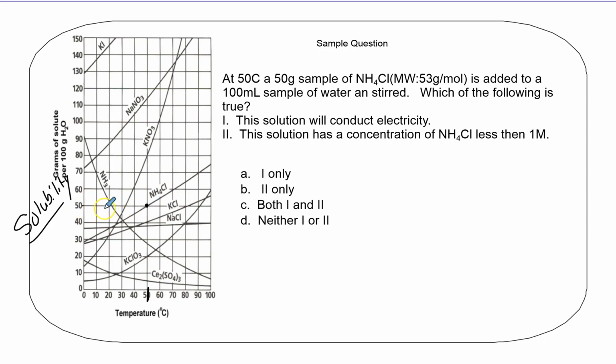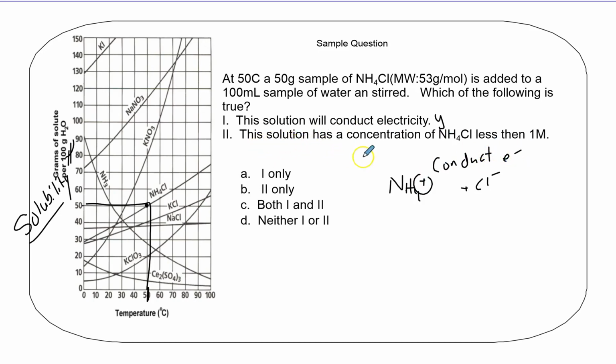So at 50 grams, it looks like that's right on with what would be recommended for the maximum that can dissolve in 100 grams of water. So it says a couple things about the solution. That the solution will conduct electricity. My answer is yes. It's going to dissolve to produce NH4 plus ions and Cl minus ions, and those ions will allow us to conduct electricity, to be an electrolyte.